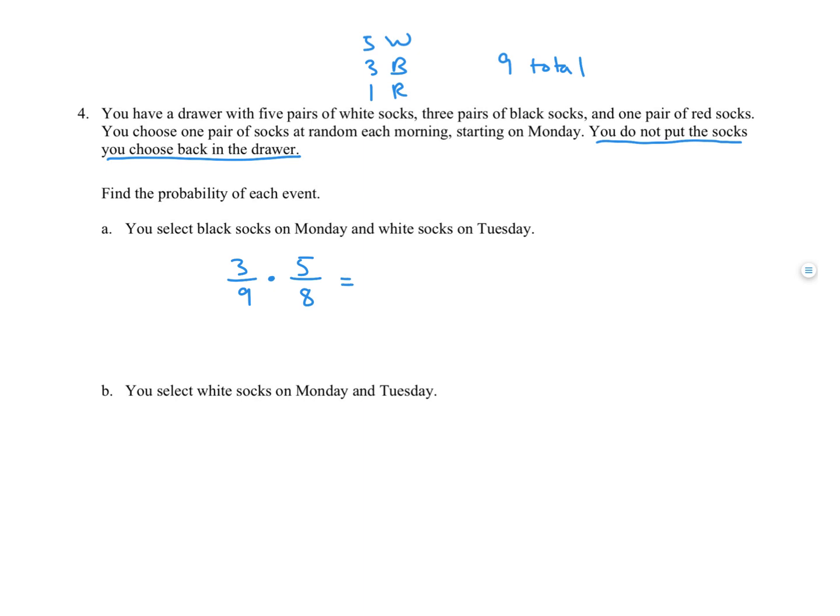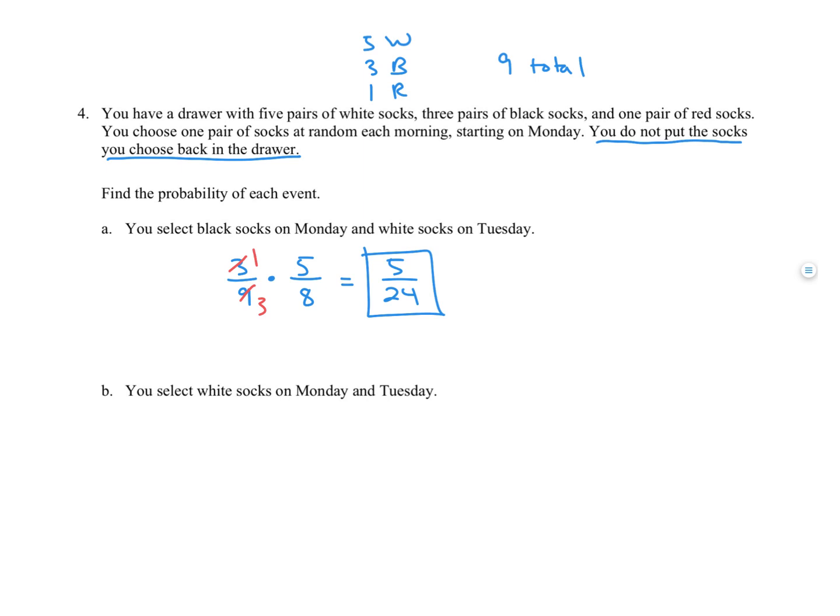And now we multiply. I'm going to reduce ahead of time again because that makes it easier to not have to reduce at the end. 3 over 9 reduces to 1 over 3. And top times top is 5, bottom times bottom, 24.